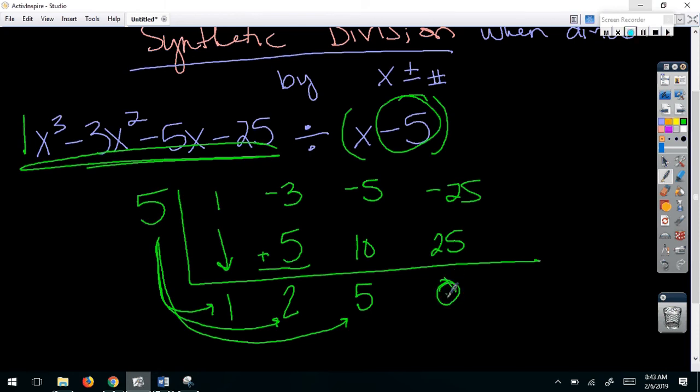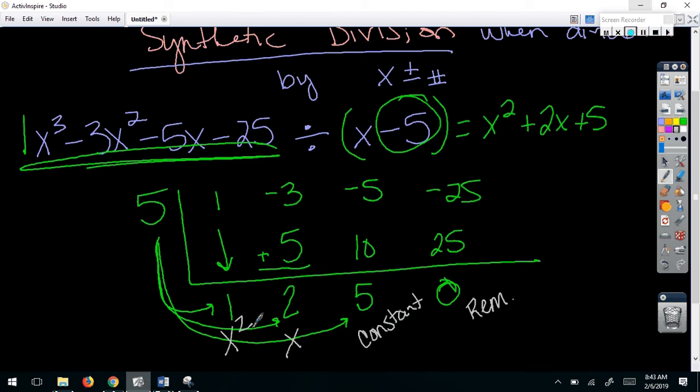When you divided this with long division, it took a while, but you got x squared plus 2x plus 5. What's the relationship? 1x, 2x. This last column is my remainder column. Then I have my constant, then this is x, then x squared. If I had another one, it would be x to the third, x to the fourth.